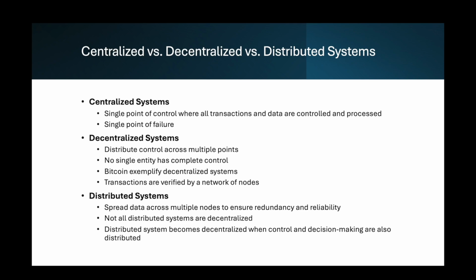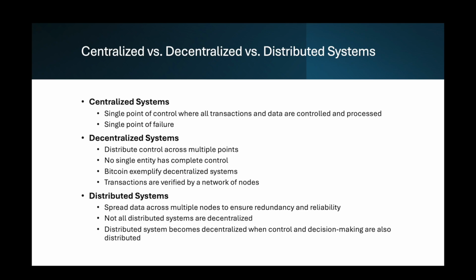Centralized versus decentralized versus distributed systems. Centralized systems. These systems rely on a single point of control. For instance, most traditional banks operate on a centralized system, where all transactions and data are controlled and processed by the bank itself. This central authority has complete control over all operations and data, making it a single point of failure.